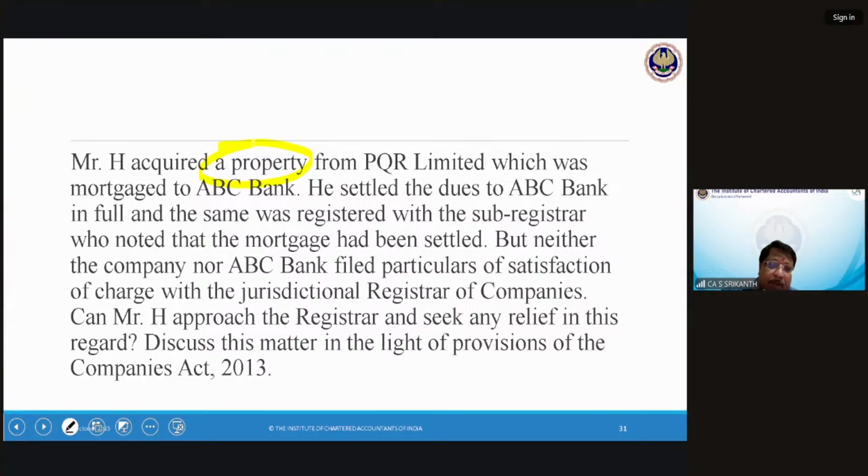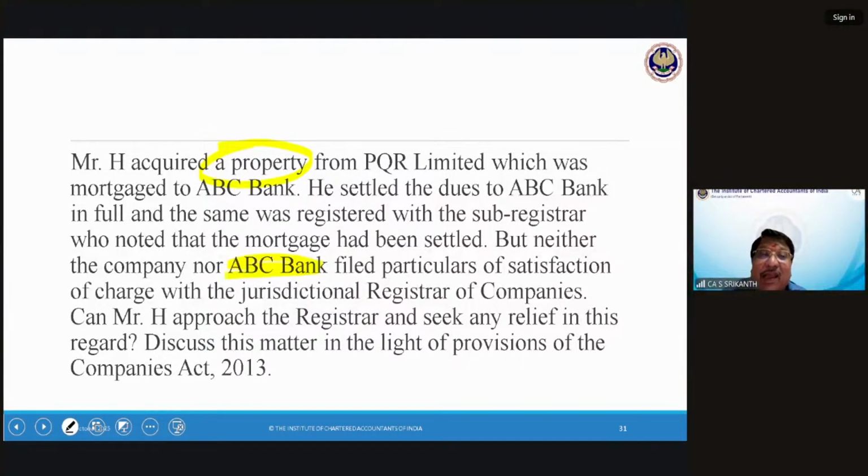But neither the company nor ABC Bank filed. Of course, ABC Bank will not file. Why should they file? For creation of charge, ABC Bank will be interested in filing. But for satisfaction, they will say, hey, go file, what is there for me? Though there's no necessity for them to file, the company should have filed now. The company also said, go to hell.